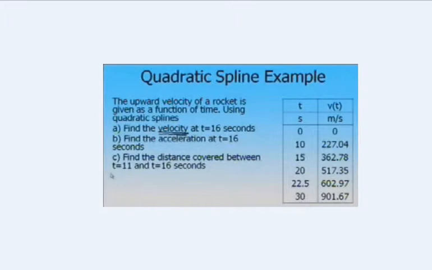But actually in this tutorial we are not going to solve for these A, B, C parts. I'm just going to show you how to set up all these equations. So let's get started.